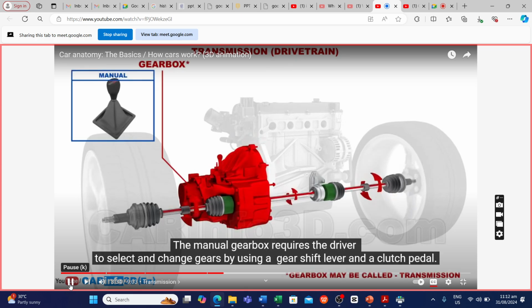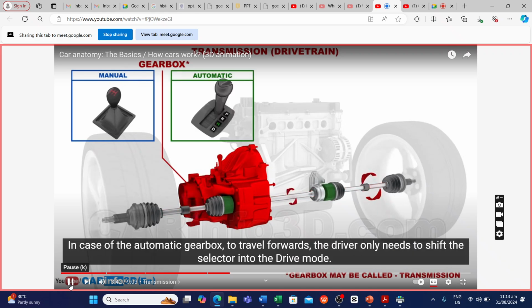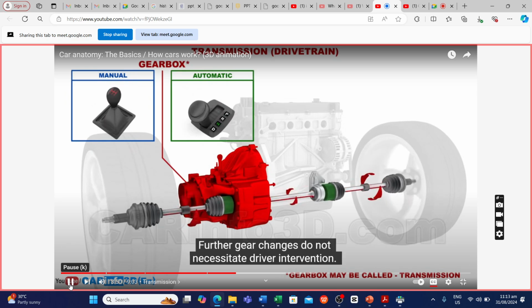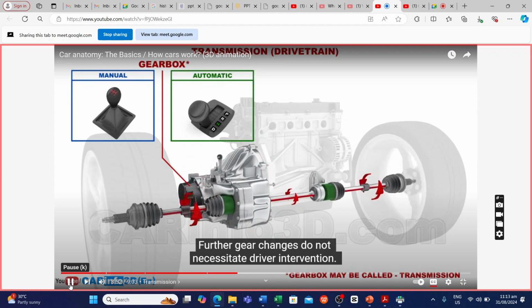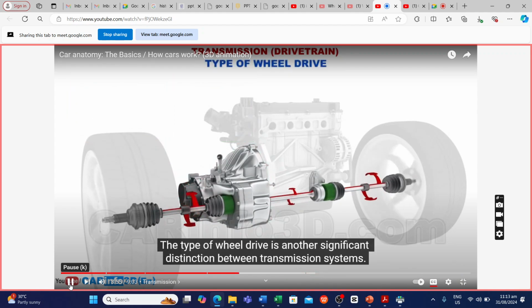The manual gearbox requires the driver to select and change gears by using a gear shift lever and a clutch pedal. In case of the automatic gearbox, to travel forwards, the driver only needs to shift the selector into the drive mode. Further gear changes do not necessitate driver intervention. The type of wheel drive is another significant distinction between transmission systems.